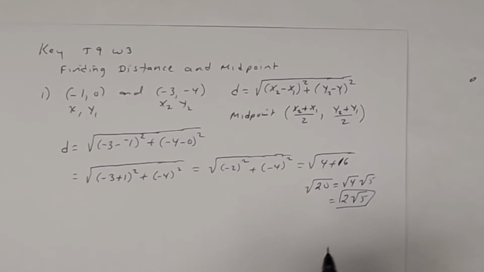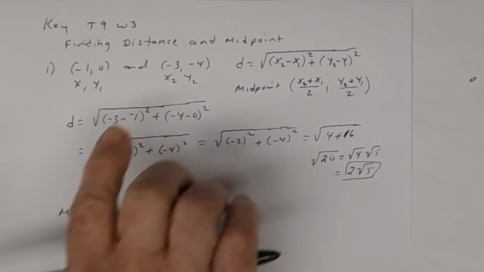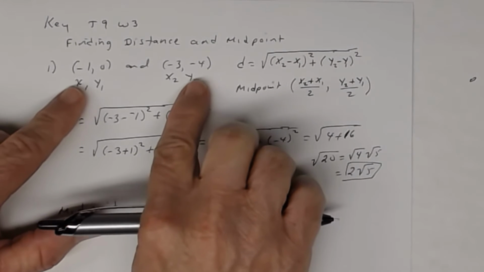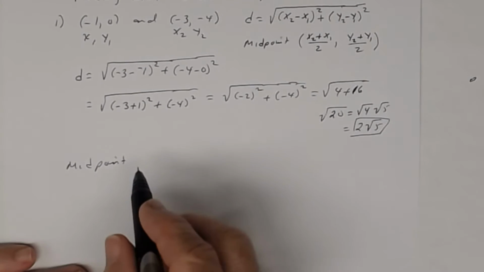Now for the midpoint, I didn't ask you to show the work for midpoint because you could easily look at this and add those together and divide by 2. But here's what you do for the midpoint.